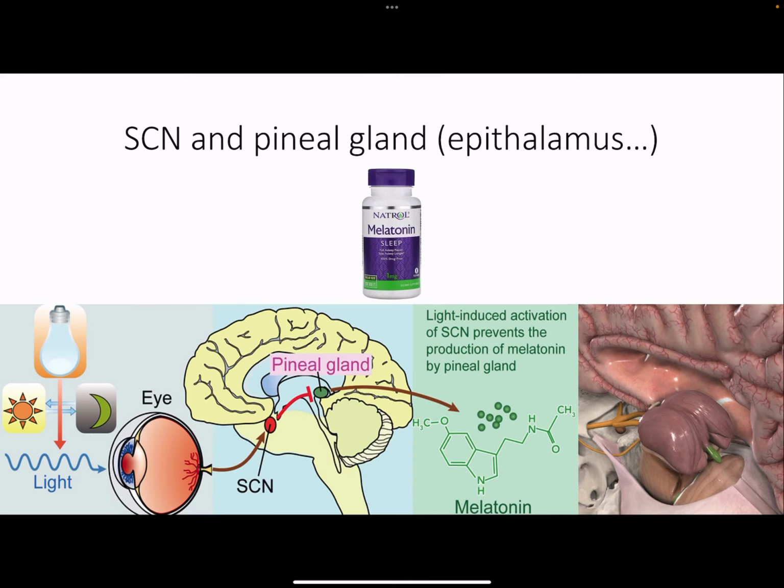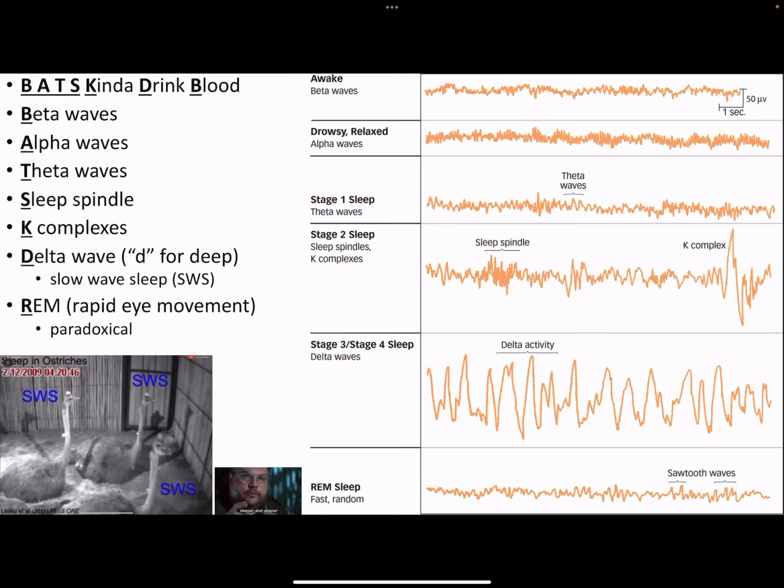As we mentioned, light is going to stimulate the SCN, suprachiasmatic nucleus, which is going to inhibit the pineal gland from secreting melatonin, which helps us sleep. Here is a depiction of the pineal gland on the posterior side of the hypothalamus-thalamus structure.